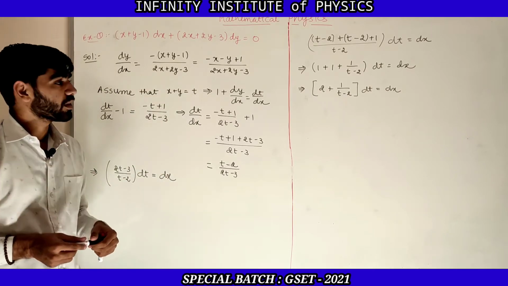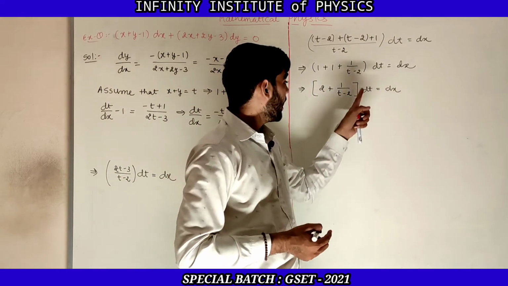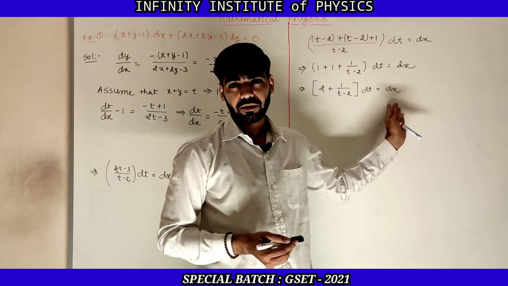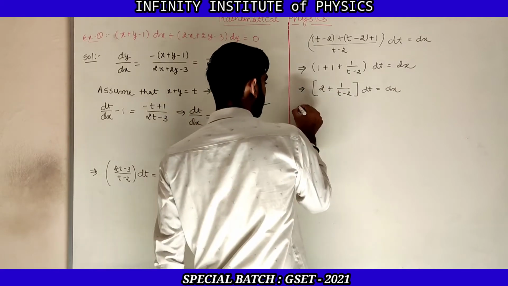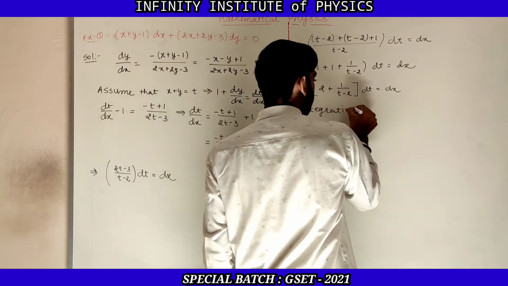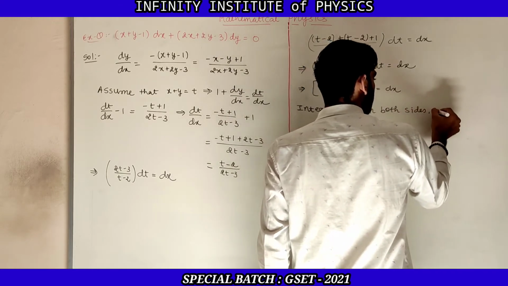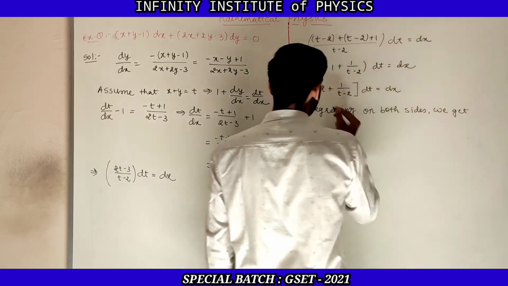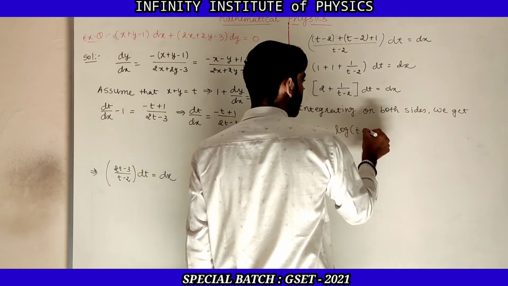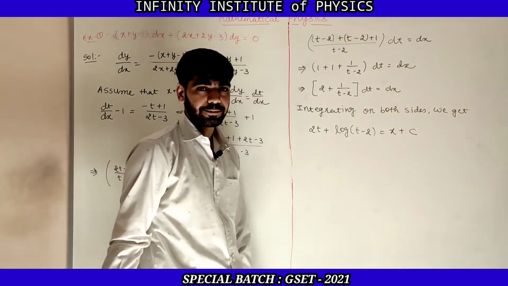that integration directly. So now if I apply the integration on both these sides, then integration of 2 will be 2t, and integration of this 1 upon t minus 2 will be log of t minus 2, and now integration of 1 is x. So integrating on both sides, we get: integration of 2 is 2t, plus log of t minus 2, which is equal to integration of 1, that is x plus c.